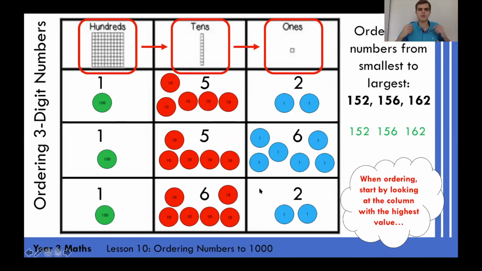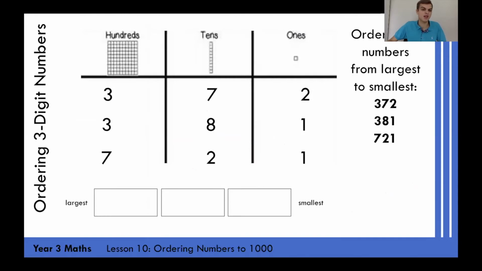Fantastic. Now we can use place value counters to help us, but sometimes we might just be able to do it by looking at the digits. So here, I want to order these numbers from the largest to the smallest: 372, 381, and 721. And at the bottom, I've got 3 boxes where I'm going to put these numbers. Largest one on this end, then the next one, and then the smallest one. So I'm going in descending order.